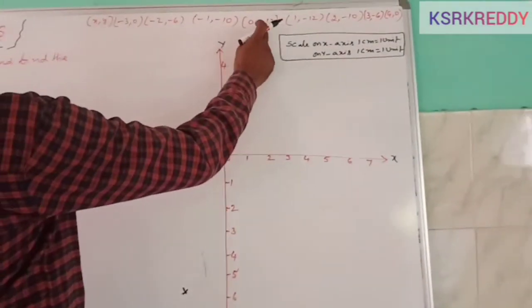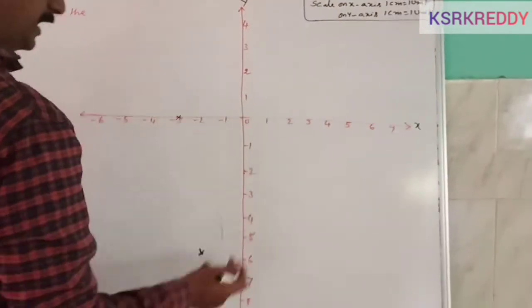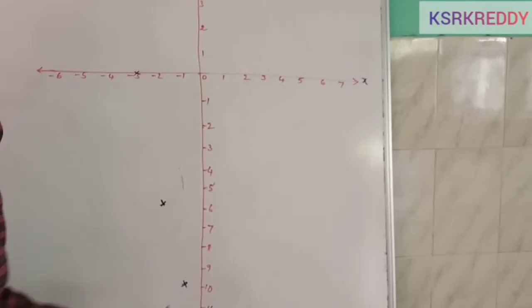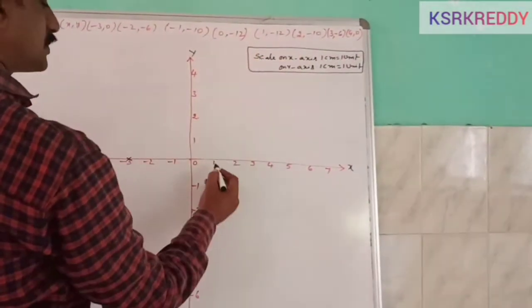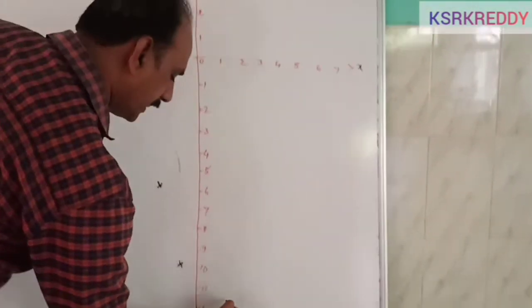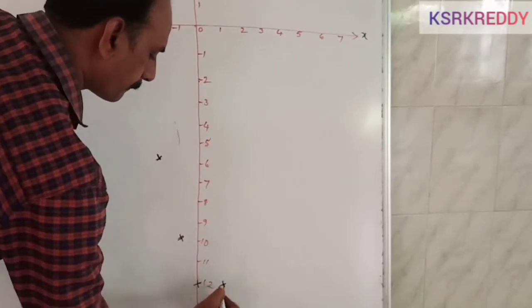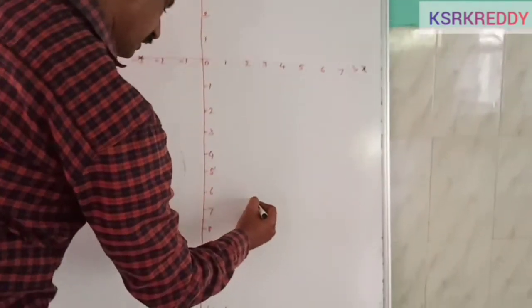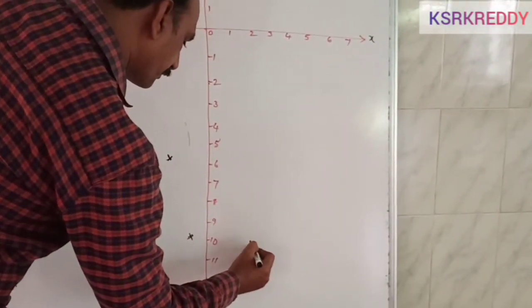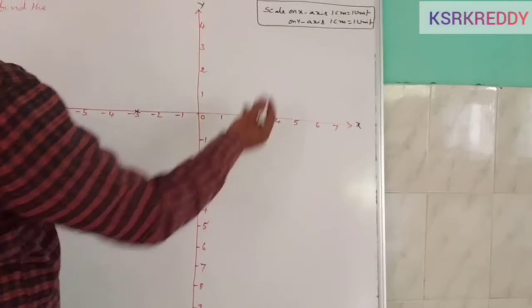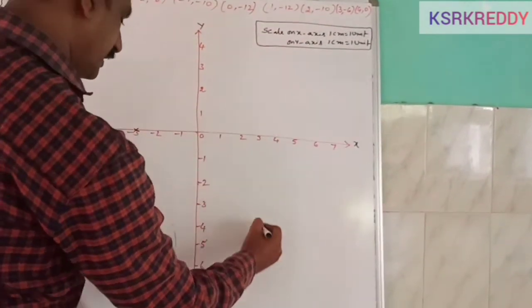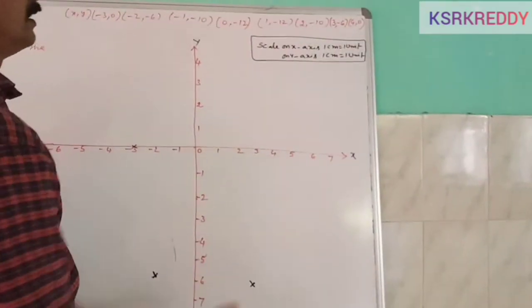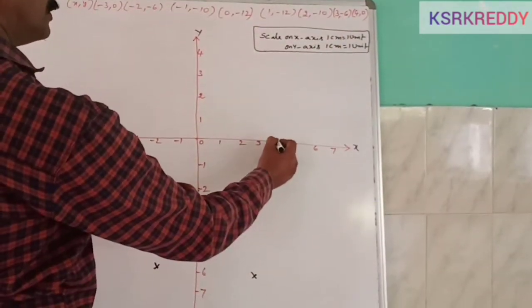Okay. Next, 0 comma minus 12. 0 and minus 12. And next, 1 comma minus 12. 1, minus 12. And next, 2 comma minus 10. 2 comma minus 10. Next, 3 comma minus 6. 3 and minus 6. And next, 4 comma 0.